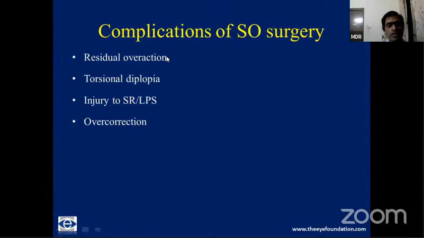So these are the complications of superior oblique surgery. You can have residual overaction, which I find the most common thing. You can have a torsional diplopia, fortunately rare because pattern strabismus is associated with a potentially low binocularity. You can injure the SR or the LPS. You can minimize this by meticulous surgical technique.